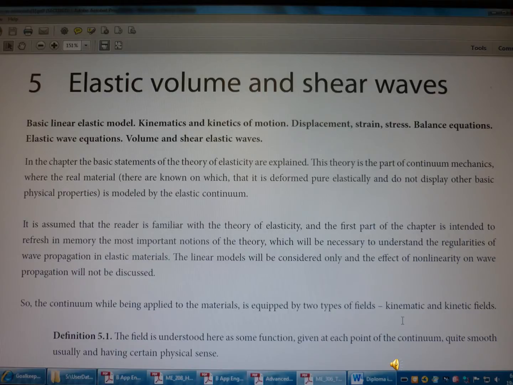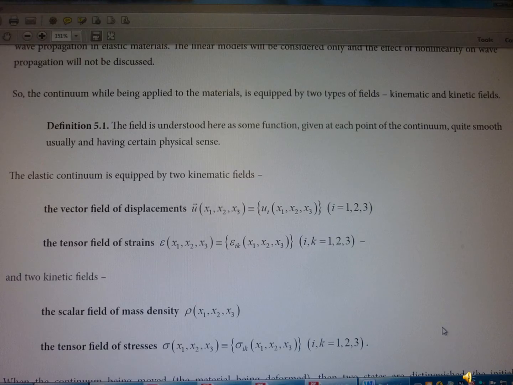When we are writing the waves, we can also write down the vector field of the displacement, u1, u2, u3. So this is for the vector field of the displacement. Also the tensor field of the strain can be written. In the meantime, we can also write down the scalar field of the mass density, and the tensor field of the stress tensor can be written.